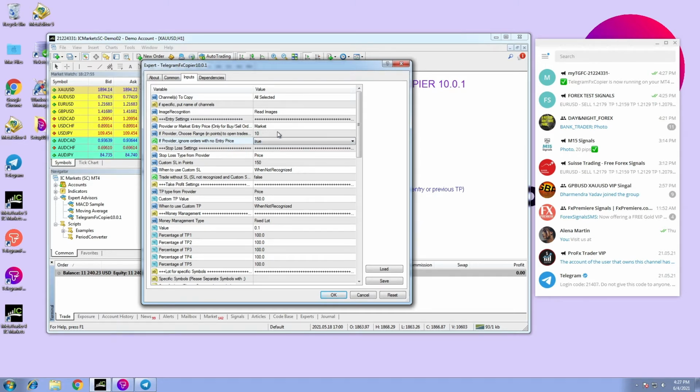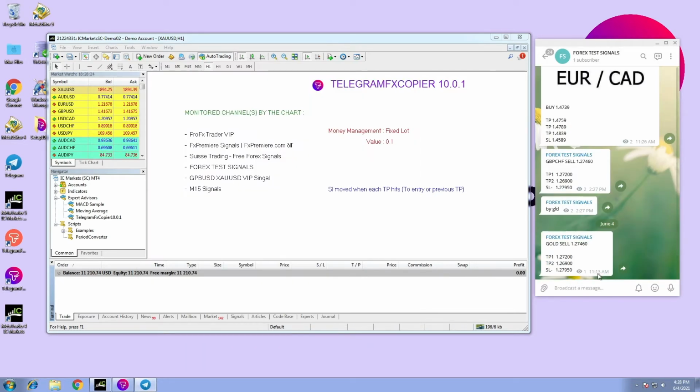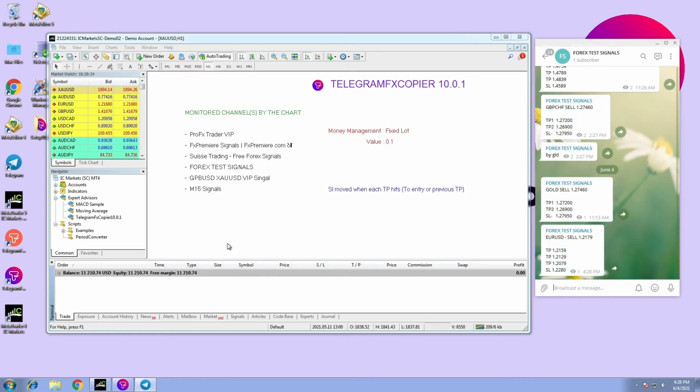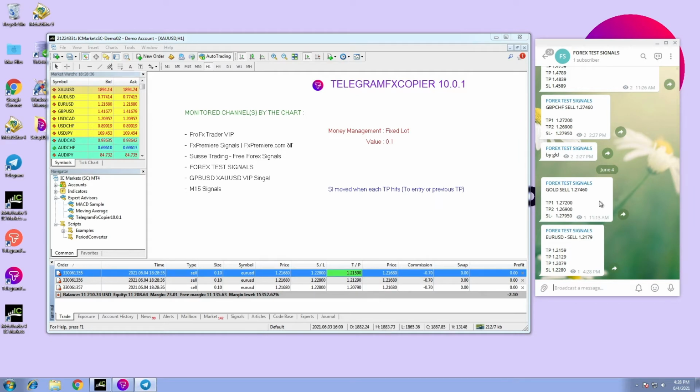To show you how this works, let us try an example. In this example, I have executed this order using the same entry price provided by the market. As you can see, the price has changed according to the market.